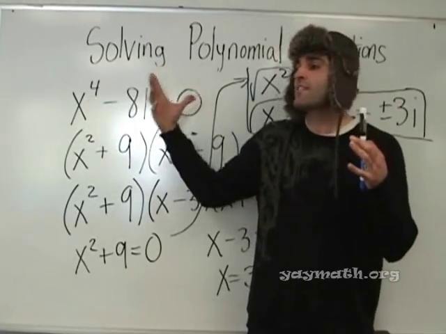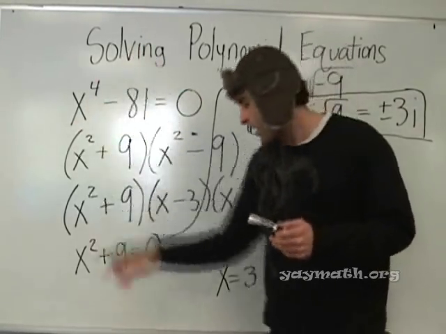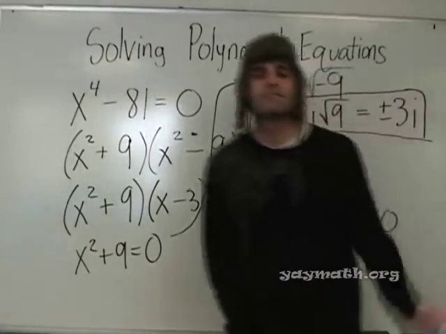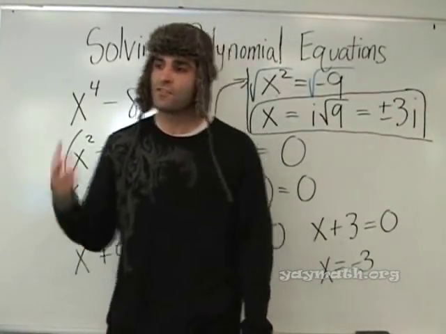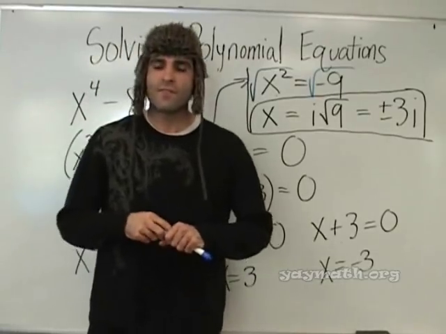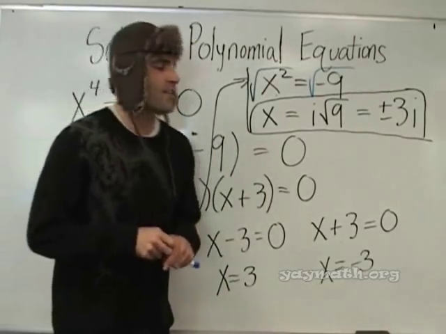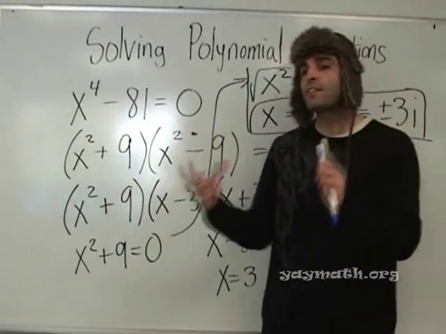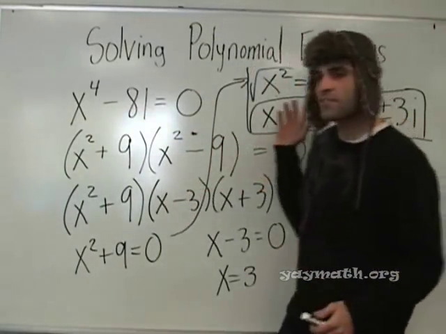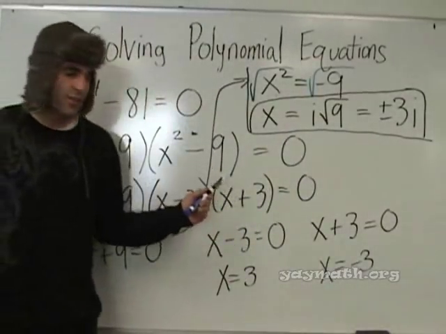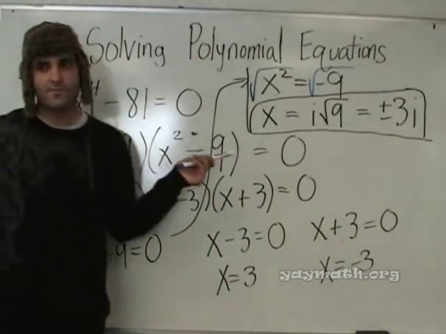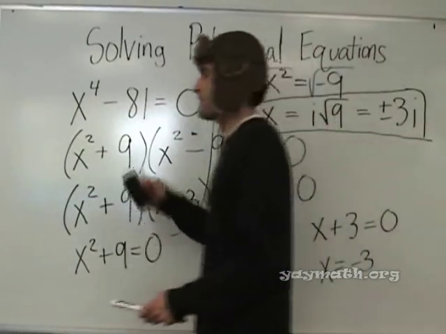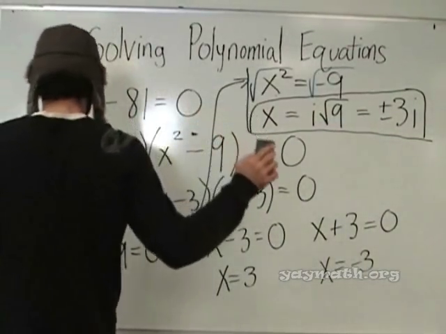So how many solutions exist to this problem? 4. Here they are: 3, negative 3, 3i, and negative 3i. There's your 4 solutions. Cool, huh? So the highest degree is the number of solutions, both real and imaginary combined. How many real solutions exist here? 2. How many imaginary solutions? 2. So those are your 4. Pretty cool, huh? Okay, next one.